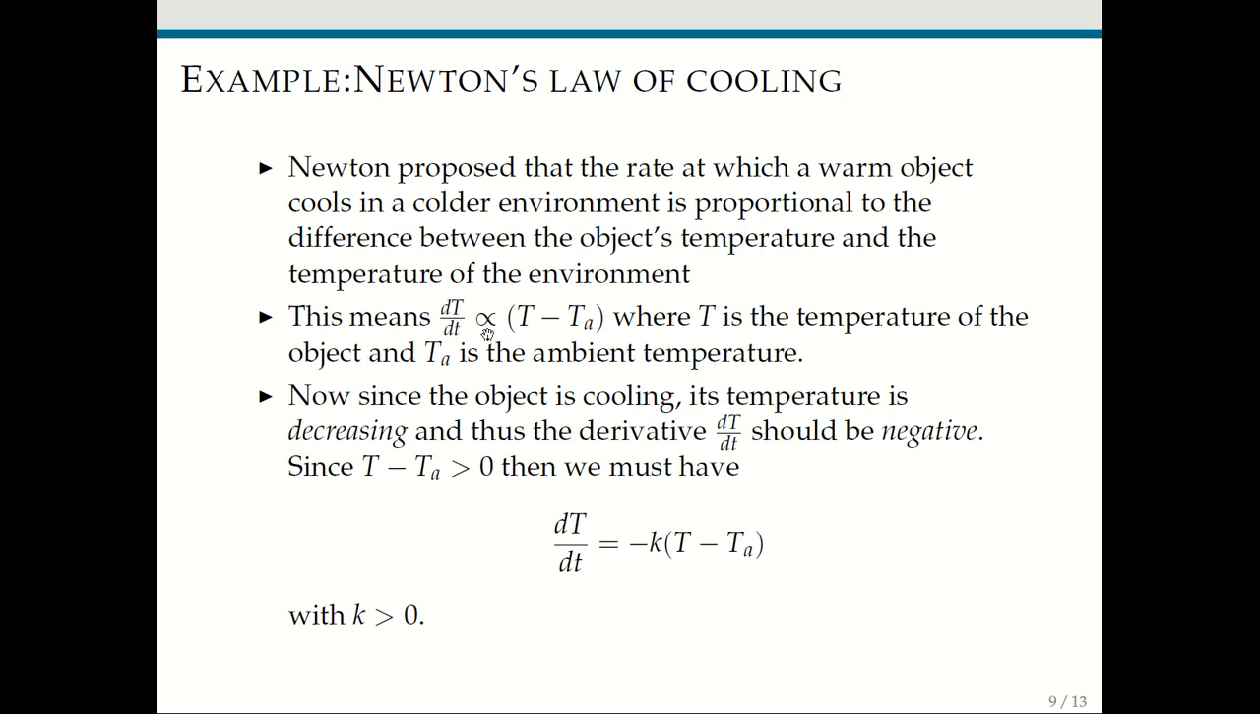We want to make this an equation, not a proportionality, so we need to put in the constant of proportionality there. One thing we should note is that the object is cooling. If you think back, you know that if an object is cooling, that means that the temperature is decreasing, and the derivative of a decreasing function should be negative. Since T minus Ta is positive, because T is the temperature of the object, and we said we start with an object which is hotter than the environment, that means that T minus Ta is positive. So in order for dT by dt to be negative, we must put in a proportionality constant minus k, with k being greater than 0.